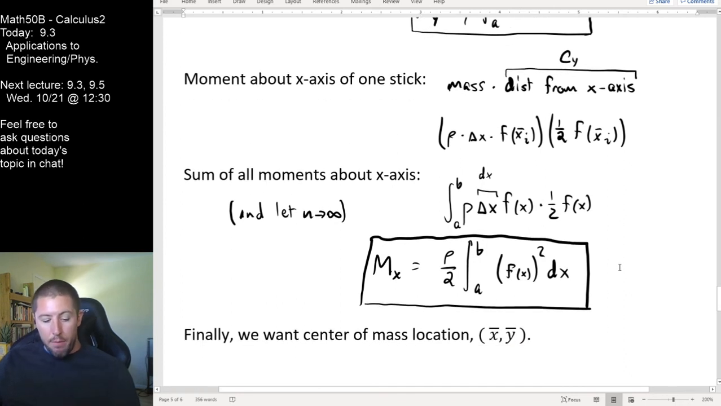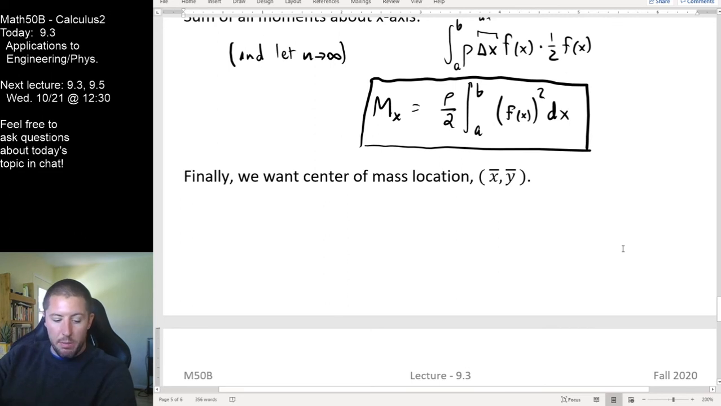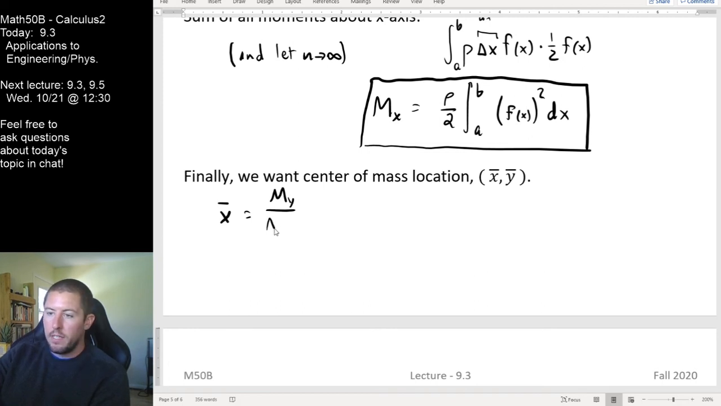So finally, very importantly, we can now determine what the center of mass location is going to be, and this will be easy because we, in a sense, already did this in our 2D scenario. In our 2D scenario, we just said that the center of mass for the x location should be our y moment divided by the total mass, or in this case, we'll think of this as the total area. Our y bar then was going to be the m sub x over the total area here.